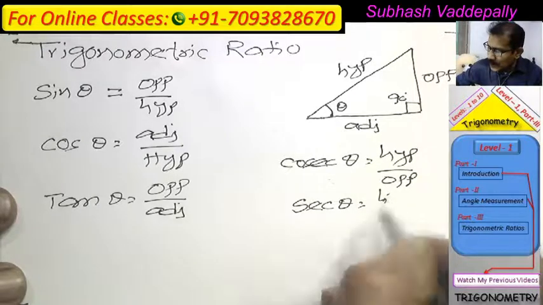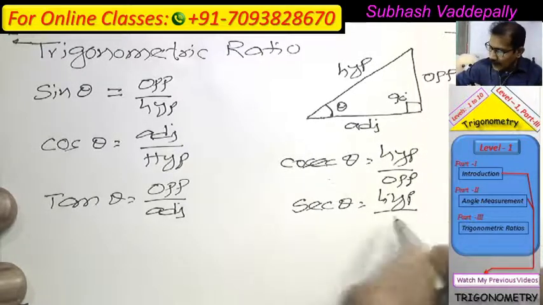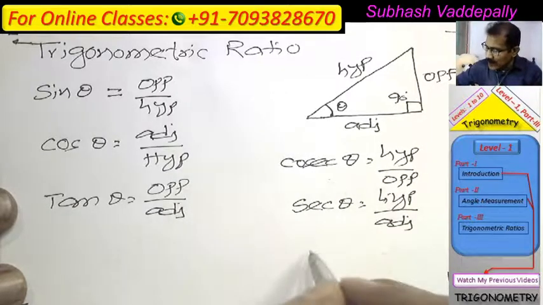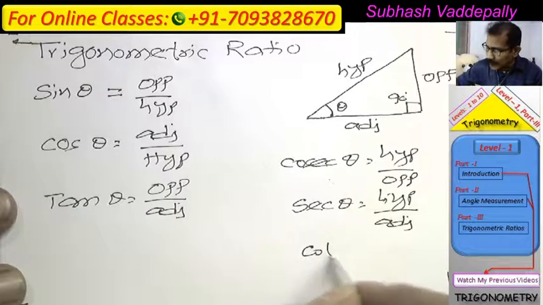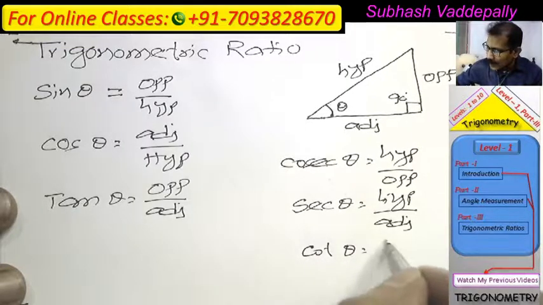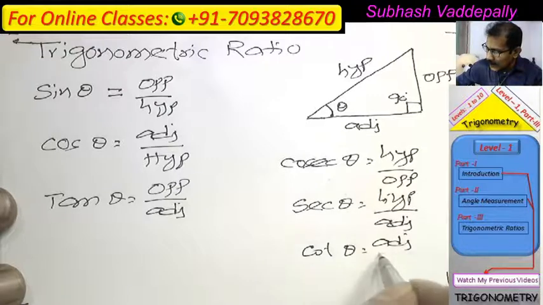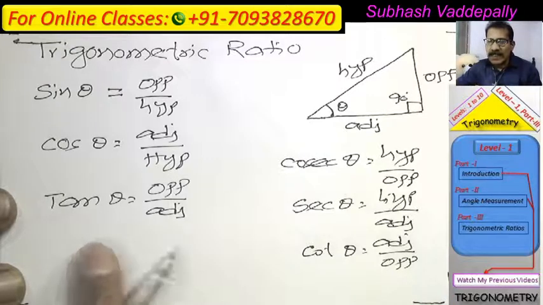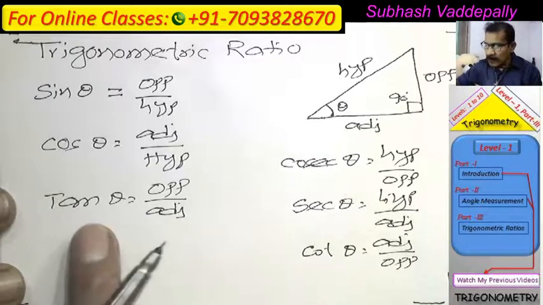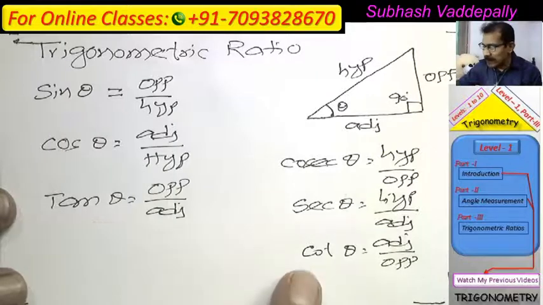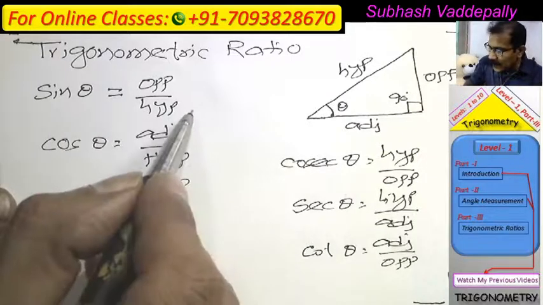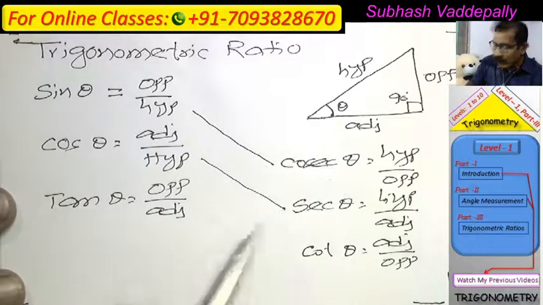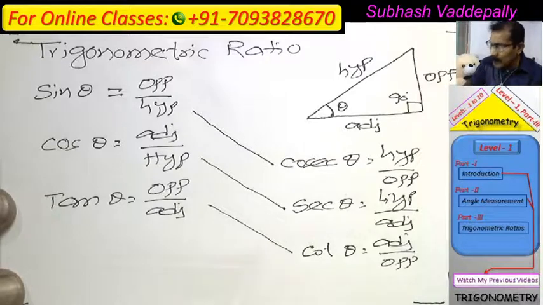It is hypotenuse by adjacent, and the reciprocal of this is called cot theta. It is adjacent divided by opposite. So these first three are primary, the second three are secondary, and the primary three are reciprocals of the secondary three. Sin theta and cosecant theta are reciprocals of each other. Cos theta and secant theta are reciprocals of each other. Tan theta and cot theta are reciprocals of each other.